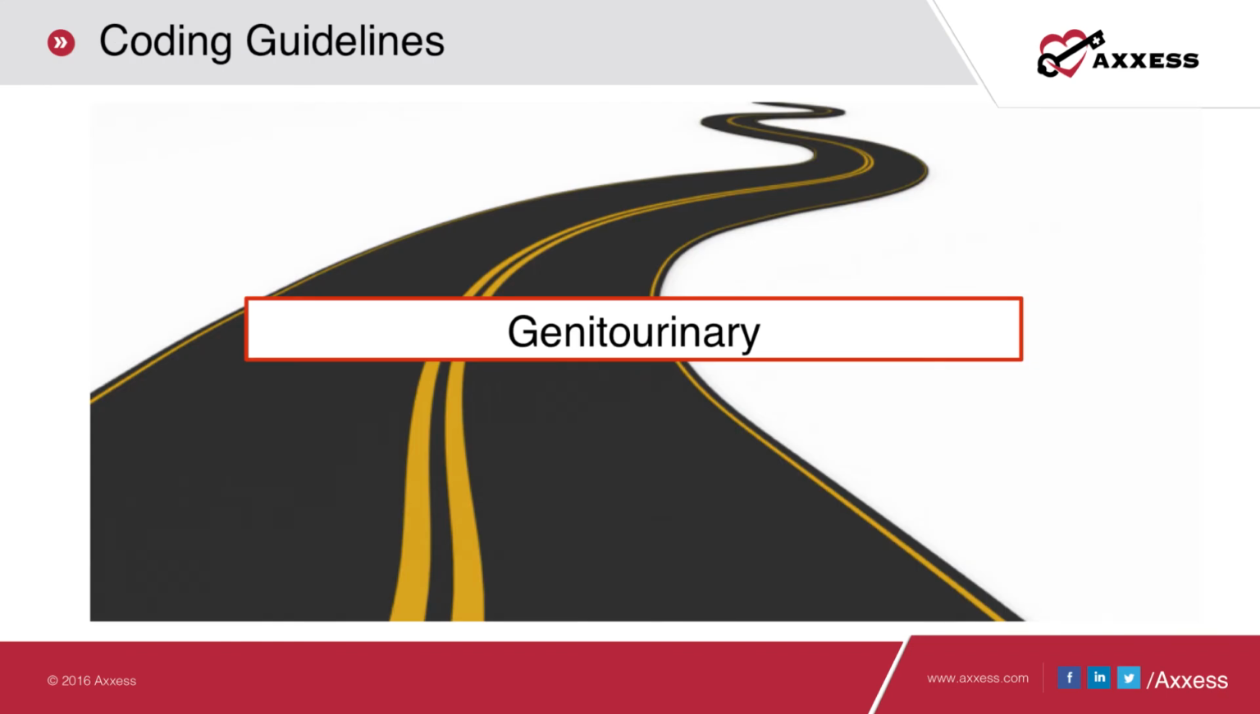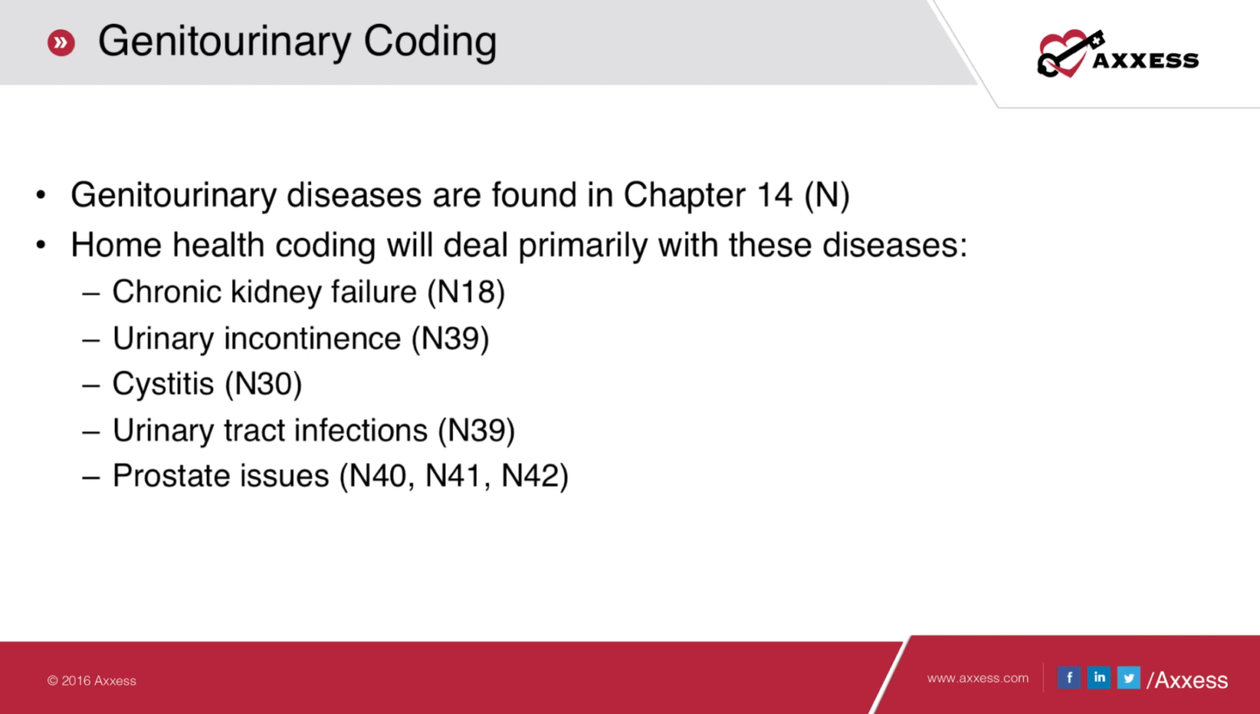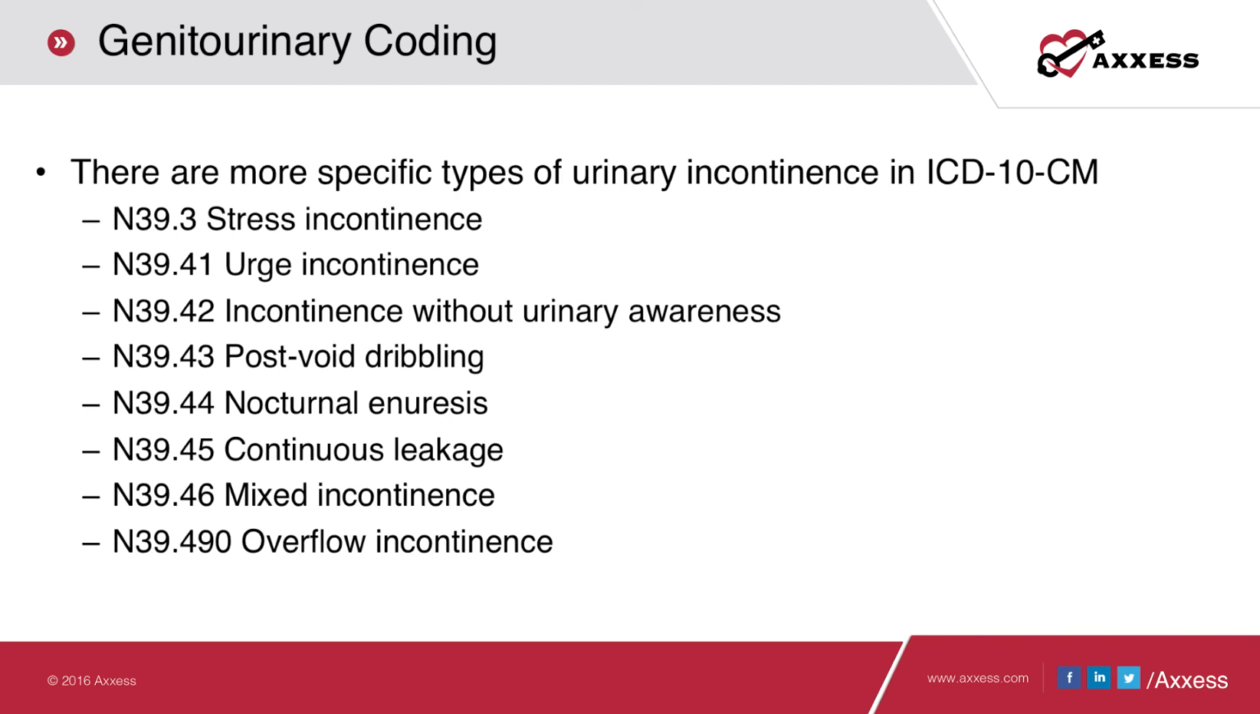All right, let's talk a little bit about our genitourinary coding in home health. Most of the genitourinary diseases are found in Chapter 14. Those codes start with N. You're primarily going to deal with these types of diseases, things like chronic kidney failure at N18, urinary incontinence at N39, cystitis at N30, urinary tract infections at N39, and prostate issues are found at N40, N41, and N42. Now, there are many more specific types of urinary incontinence in ICD-10 than we had in ICD-9.